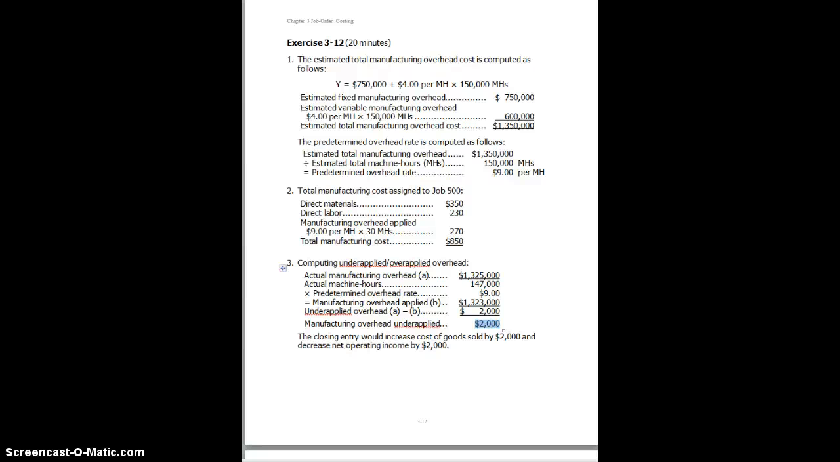We're now going to discuss the solution to exercise 3-12 on page 117. This problem requires us to compute a predetermined overhead rate and the total cost of a particular job.